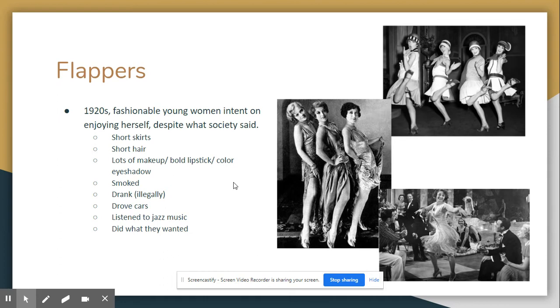Flappers in the 1920s came along, and these were fashionable young women intent on enjoying themselves despite what society said. So they kind of were like, we're going to have a good time. We're going to wear what we want. We're going to dance around, do what we want, even though it was kind of looked down upon.